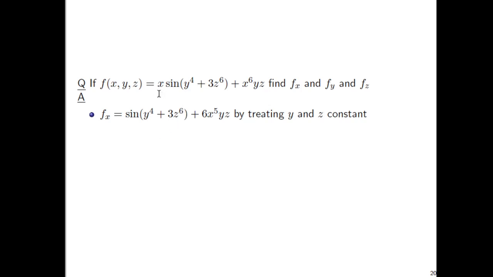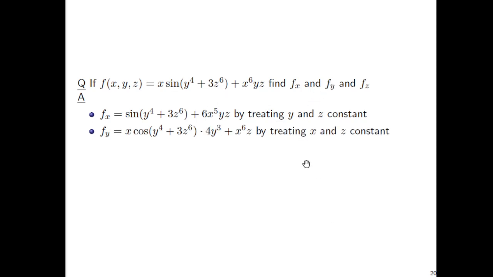So it's just like, how do you differentiate 5x? You get 5, for the same reason we write this whole sine thingy. And then y and z are constant, so we copy them down and differentiate x to the sixth as 6x to the fifth. Great. That's f sub x. Now we need f sub y, so go back to the original function.